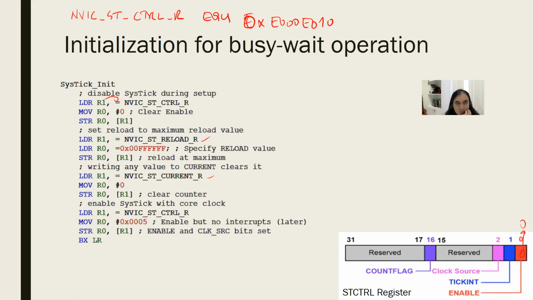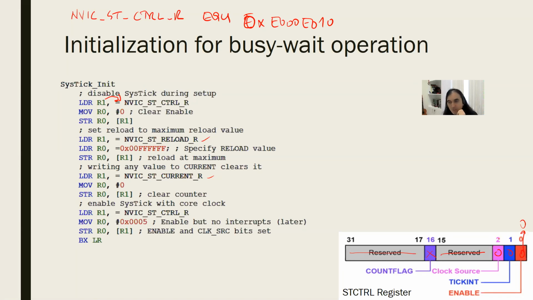I make R1 point to this address. I load 0 to R0, and I store the value inside R0, which is 0, to R1, which will try to make everything 0. You won't be able to touch this because it's read-only. These will be 0. Do I want these to be 0? I don't know. But I don't care, because even if this is 0, it is disabled.